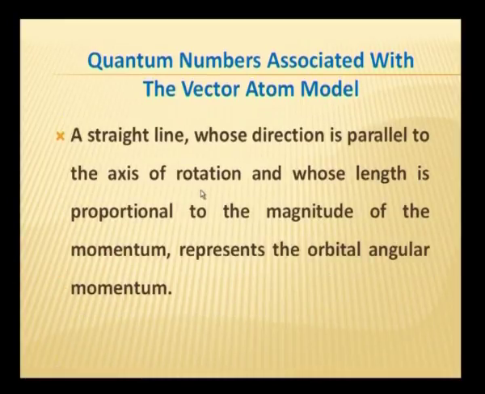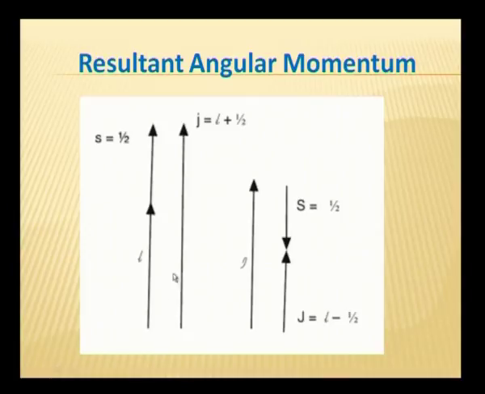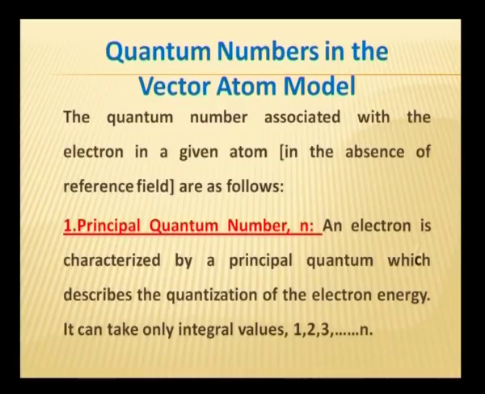A straight line whose direction is parallel to the axis of rotation and whose length is proportional to the magnitude of the momentum represents the orbital angular momentum, as shown here. This is the orbital angular momentum, right. You have the L vector, the magnitude shows the orbital angular momentum. Here again the orbital angular momentum, and this is the spin momentum. The resultant momentum is shown here. Now, this is what I have stated here.